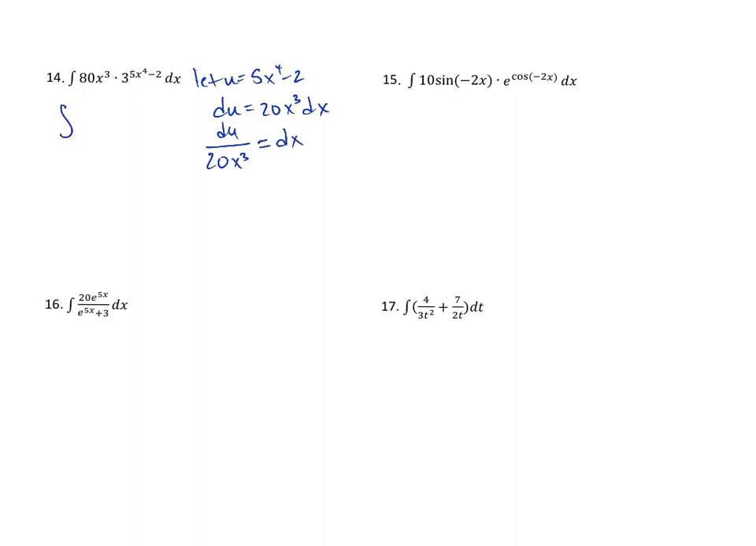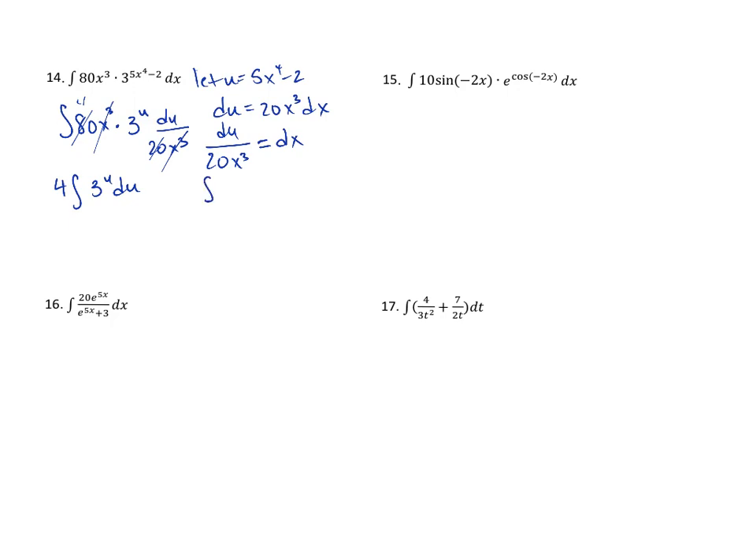So we end up with the integral of 80x to the third times 3 to the u, and du over 20x cubed. Well, those reduce. This reduces with that to make that a 4. So I end up with 4 times the integral of 3u du. Again, that 4 is a constant, so I was able to put it out in front. And this ends up being a formula that you need to memorize.